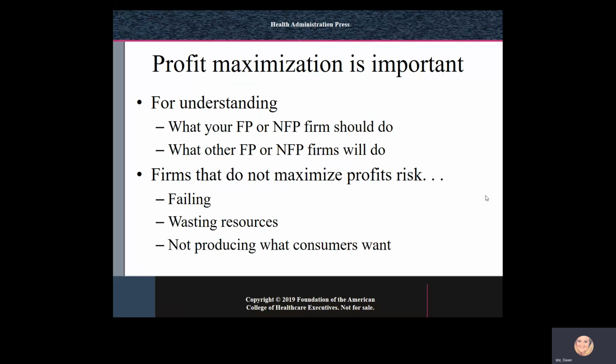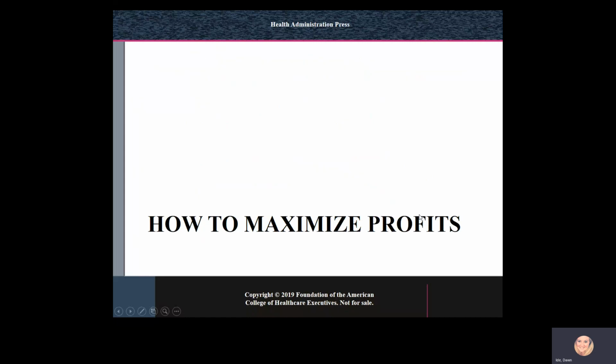So what your for-profit or not-for-profit firm should do is important. So what should they do? They should be profit maximizing. They should maximize their profit. Firms that do not do that fail, they waste resources, and they're just not producing what people want. And if you're not giving the people what they want, you're not giving them anything.